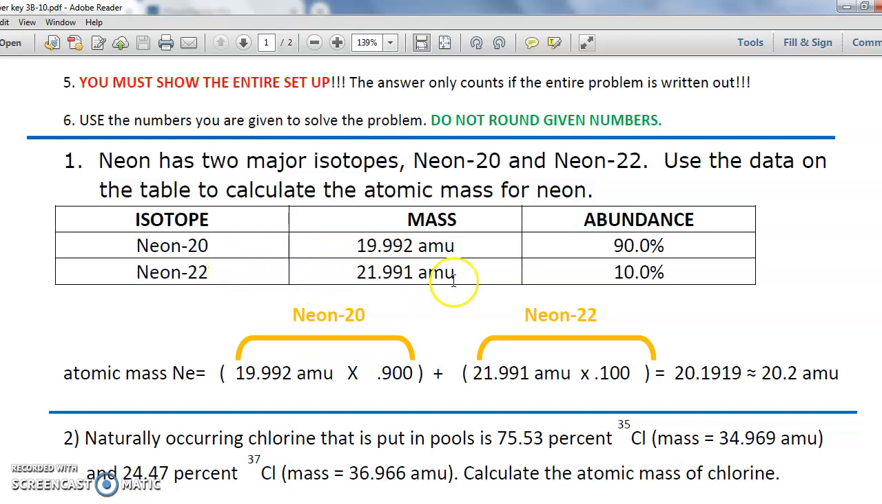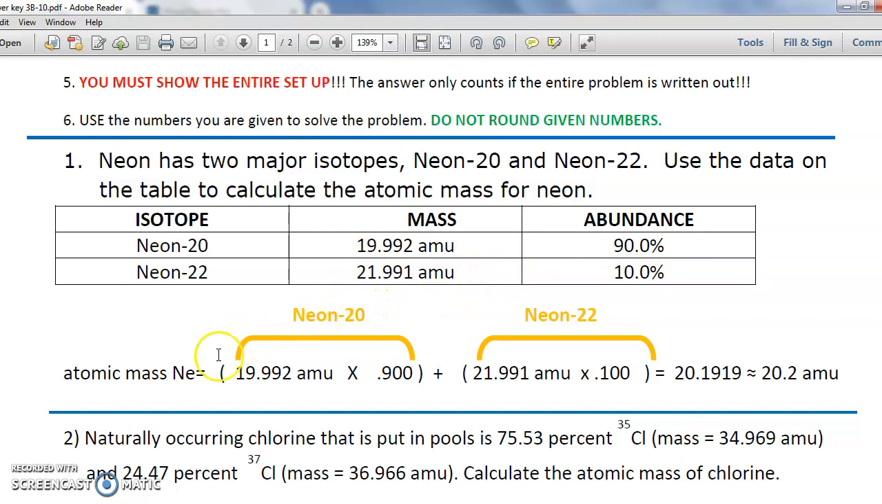Neon 22, only 10% of the neon atoms are neon 22, having a mass of 21.991. Since 90% of the neons are 19.992, we would expect the atomic mass, which is going to be the weighted average of the two masses of neon 20 and neon 22, to be closer to 19.99 than 21.99, since only 1 out of 10 are neon 22.